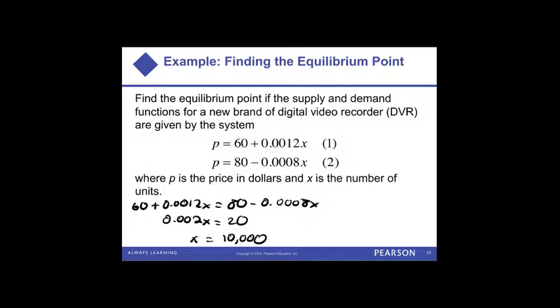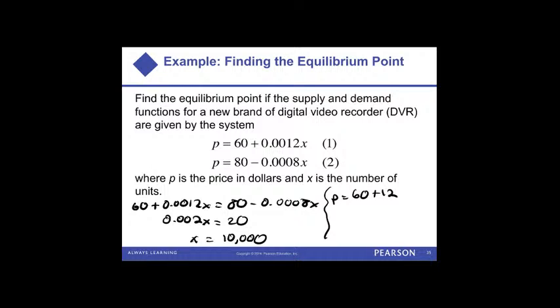So then when x is 10,000, I'll work over here. I'm going to use the first equation. P is going to be equal to 60 plus, if I multiply that 0.0012 by 10,000, since we have 4 zeros, the decimal moves to the right by 4. 1, 2, 3, 4, so that ends up being 12. So 60 plus 12 ends up being $72, right?